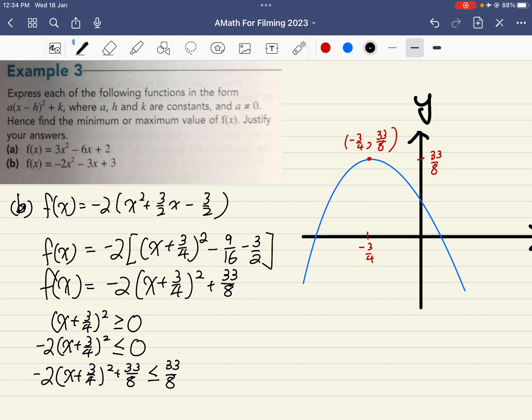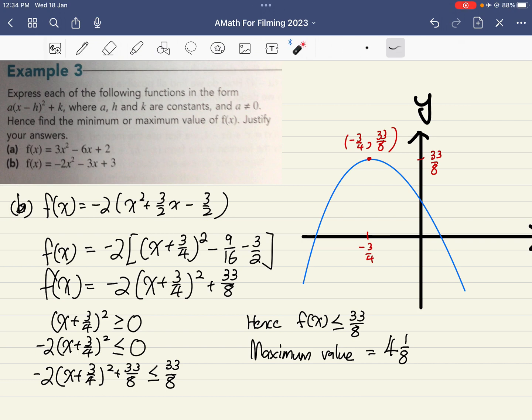Now, what happens here is this. Hence, my function will always be less than or equal to 33/8. So that means the maximum value is 33/8, and then the function just decreases in value from there. So this is actually a maximum value, and the maximum value is equal to 33/8, or 4 and 1/8 if you want to write it out. And then where is my x value? If they do ask for the x value, my x value is -3/4.